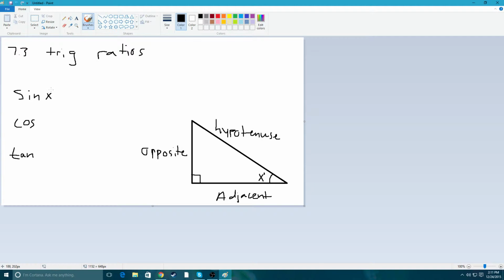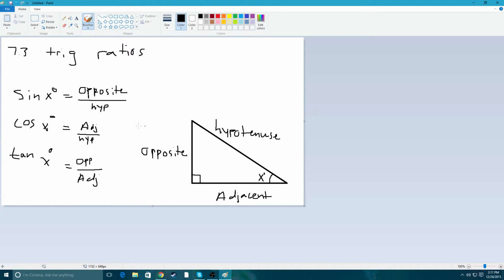So sine of x degrees is equal to the opposite side divided by the hypotenuse side. Cosine of x degrees is equal to the adjacent side over the hypotenuse side. And tan of x degrees is equal to the opposite side over the adjacent side.